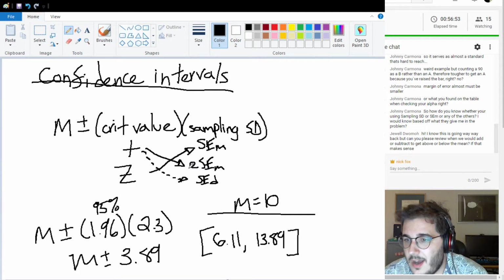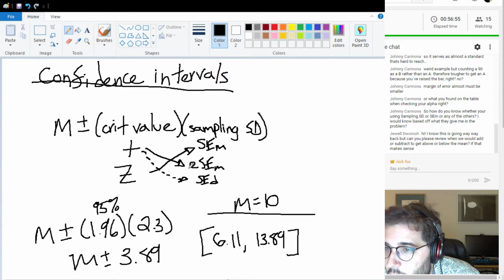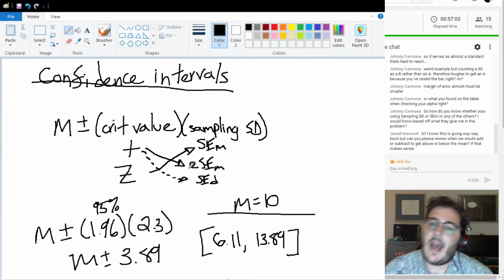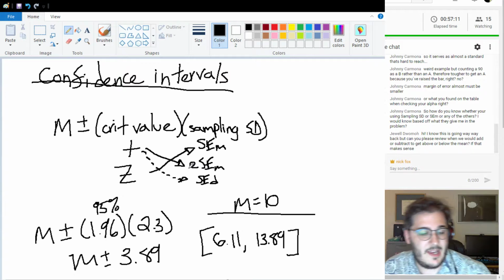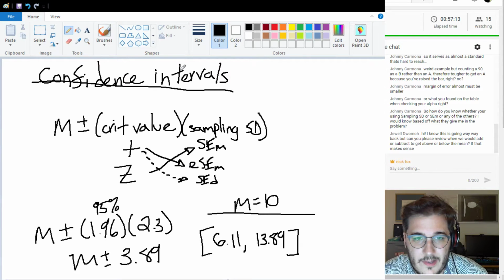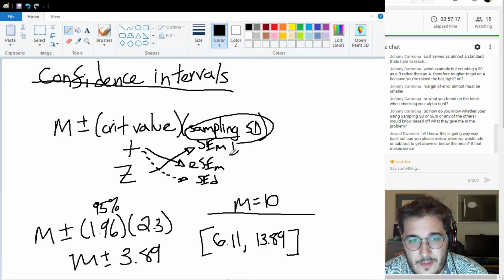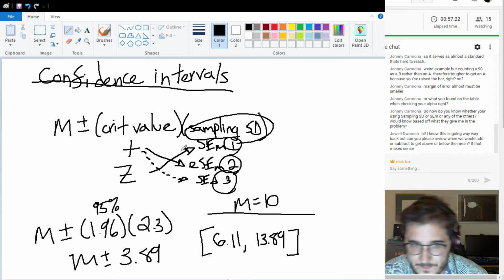Okay, here's more. How do you know whether you're using sampling SD or SEM or any of the others? I would know based off of what they give me in the problem. Yeah, so sampling SD is just one of these three. This isn't a thing; I'm just trying to refer to either this or this or this. You're going to use one of these.